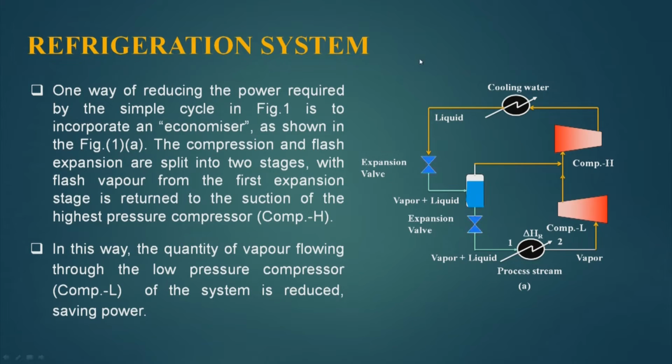Now, here basically in this structure we have used an economizer to save energy. One way of reducing the power required by the simple cycle in figure 1, this is basically figure 1, is to incorporate an economizer as shown in this. This is the economizer part. The compression and flash expansions are split into two stages, with flash vapor from the first expansion stage returned to the suction line of the compressor H here.